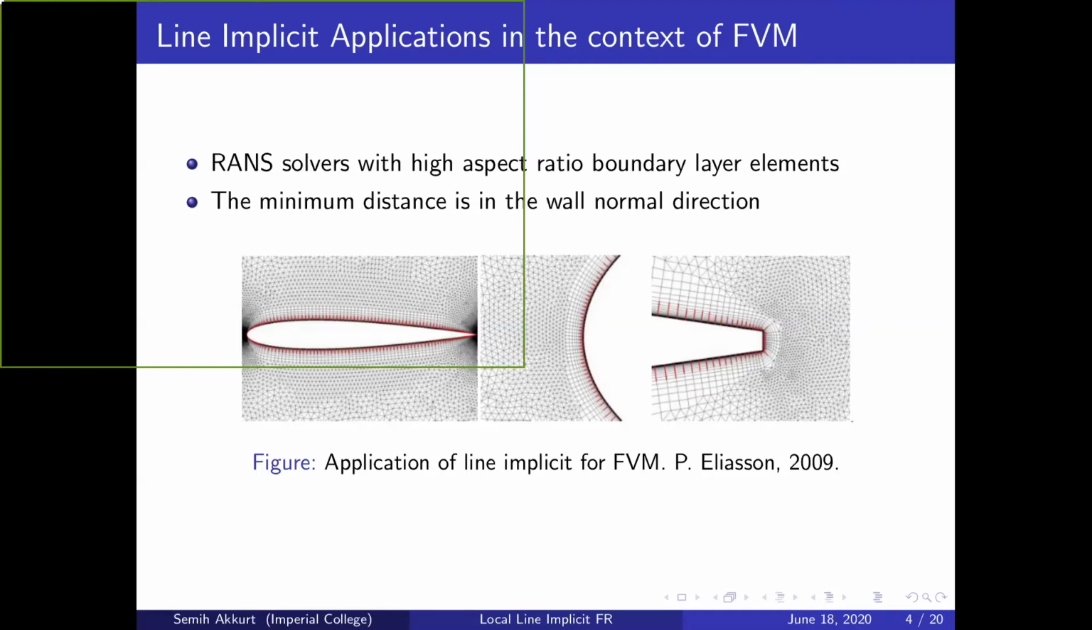So what people do with this line implicit idea is that they just couple some points along a wall normal direction, and they solve these points implicitly while keeping the rest of the domain explicit. And there have been good performance improvements by utilizing this method.